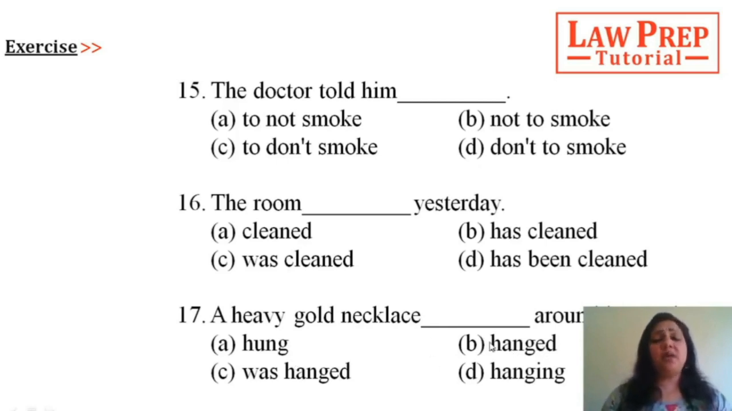hung. See, the word hang has two V2 forms, hung and hanged, right? So whenever hanged is used, I would just tell you a simple trick to remember it. Whenever hanged is used, it is for a kind of persecution, punishment. You know, the robbers were given death punishment and they were hanged with the rope. But otherwise, we use the V2 form, that is hung. And so our answer for the 17th question is, a heavy gold necklace hung around her neck.